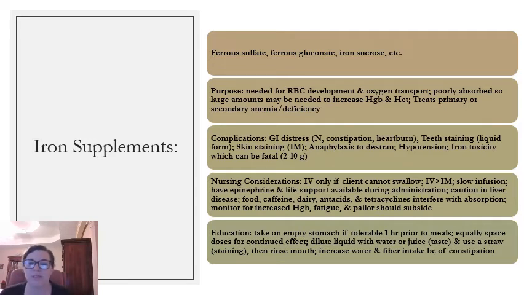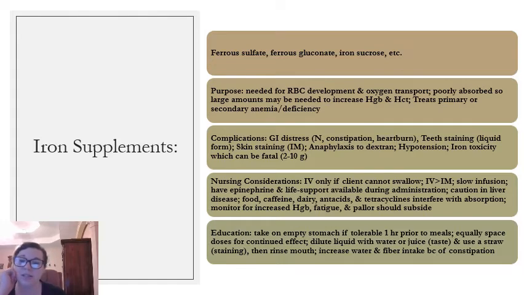Caution with liver disease patients with iron, they just don't absorb it effectively. Food, caffeine, dairy, antacids, and tetracyclines interfere with the absorption of iron, and so you need to monitor the timing again when we take these supplements. And then we're going to monitor their hemoglobin and their fatigue and their pallor, which would be the symptoms of the anemia that we're trying to treat. So we want those to increase their hemoglobin and decrease their manifestations like the fatigue and pallor.